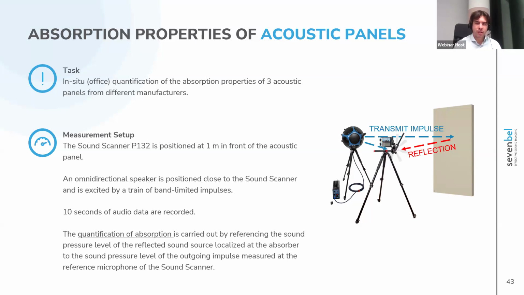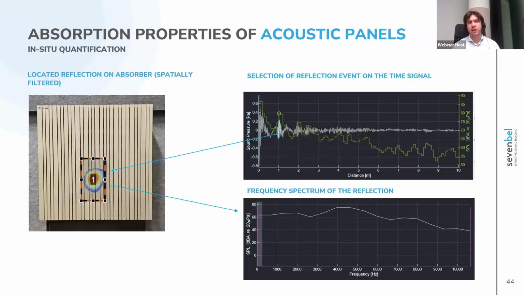And once we have that reflection, we will try to isolate it in space and in time. So we will perform some spatial filtering in our desktop software to extract the spectra of that particular portion of the image at that particular time. So we can also go to the time signal, as you see on the graph on the top right, select only that reflection and not the direct sound and not the later reflections. And so we get the energy and the spectrum from that event only. So that portion of the time signal.